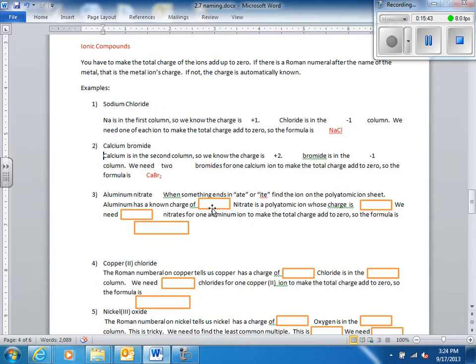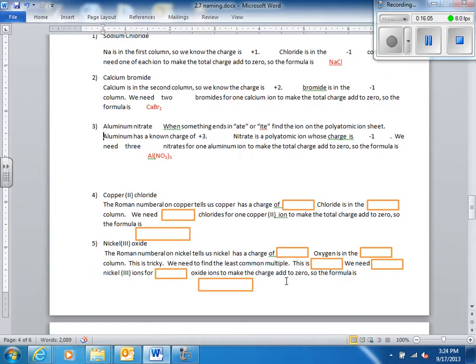Okay, aluminum nitrate. Aluminum, you know, is +3. Nitrate, you look it up on the polyatomic ion sheet. It is NO3 with a charge of 1-. So, how many of each do we need? We need 3 nitrates to balance out the 1 aluminum, and the formula becomes Al(NO3)3.